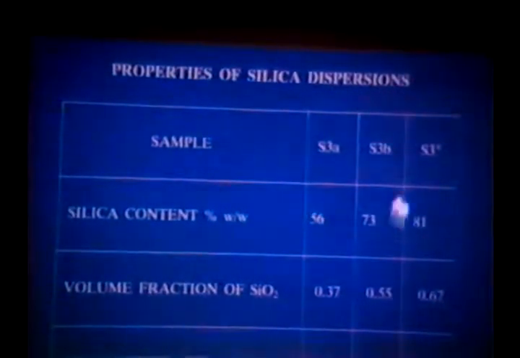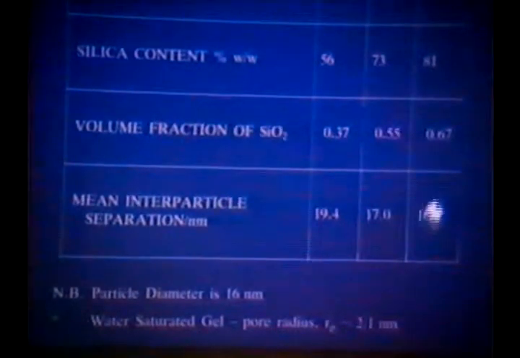So we take two situations shown here and here where we have different silica contents, or the water content is decreasing going from here to here, and this is the mean interparticle separation between the particles. In the hydrated gel, where the particles are in contact, we have a value of 16 nanometers, and the average distance is 60 nanometers between the particle centers.